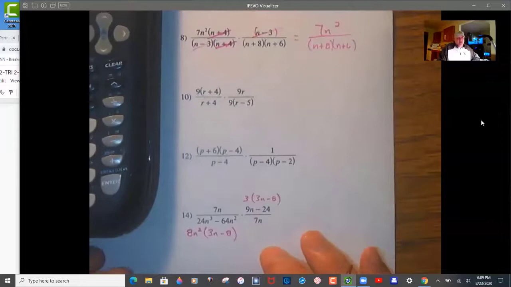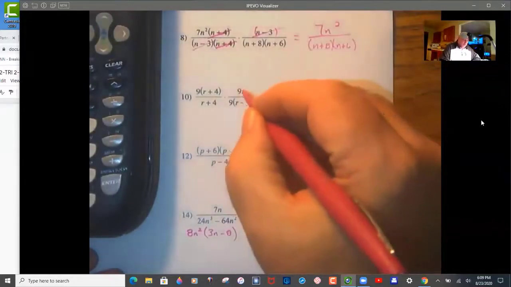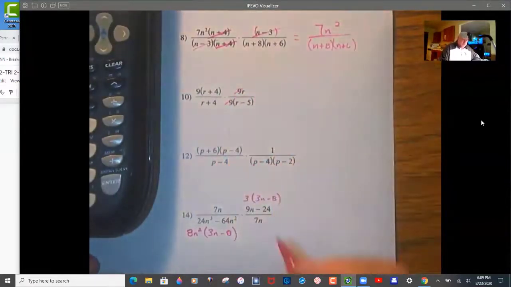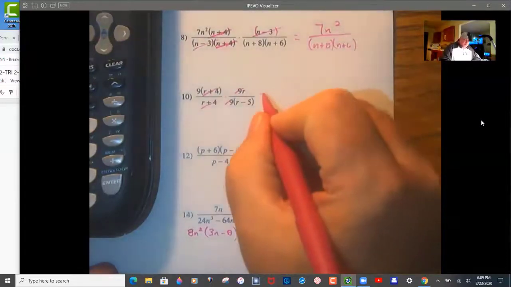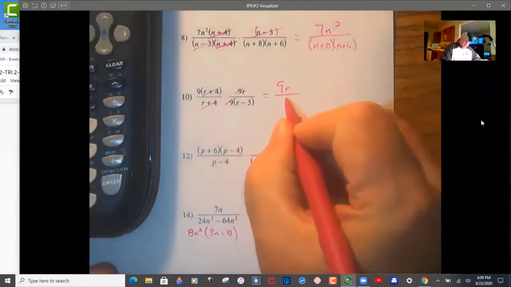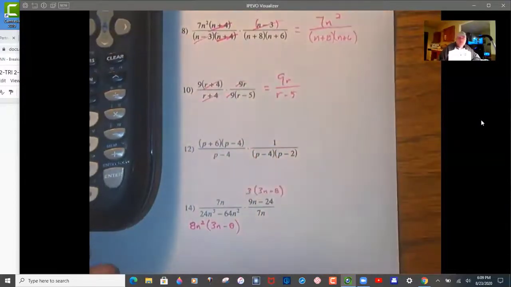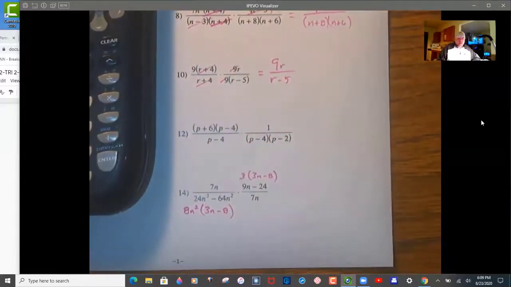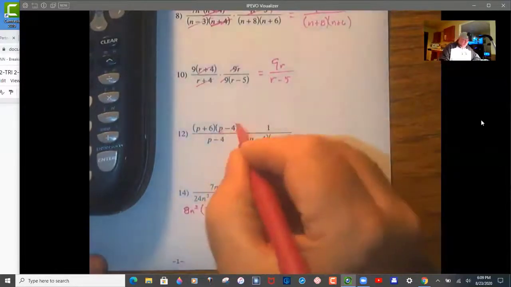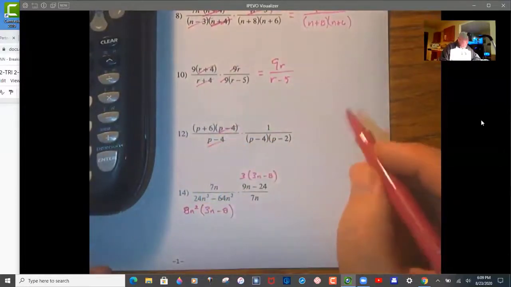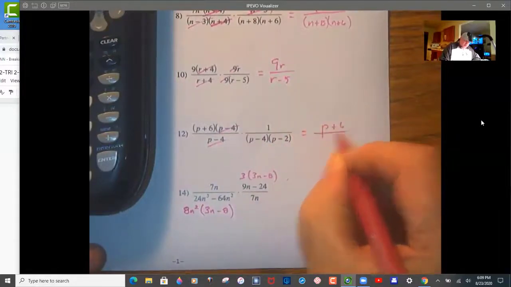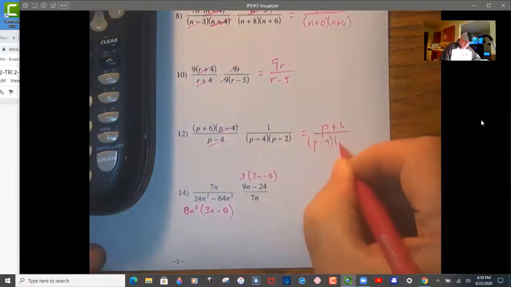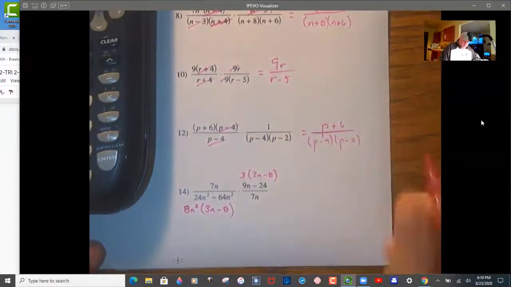Okay, problem 10, the factoring is also done for you, and we can actually cancel some numbers here. That's pretty easy to see, and the r plus 4s will also drop. So we're left with 9r over r minus 5. 12 is also factored, so life is good when the problem is factored for you. Okay, so p plus 6, that's all the factoring that will happen on this, over p minus 4 times p minus 2.